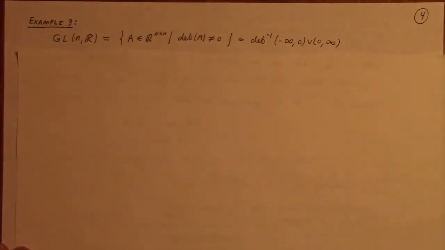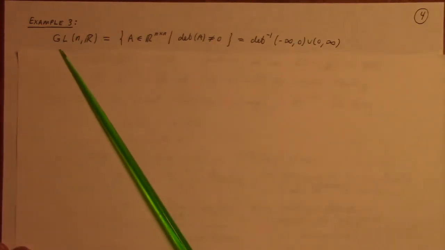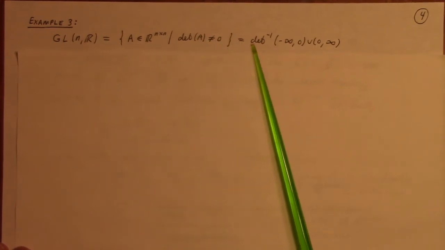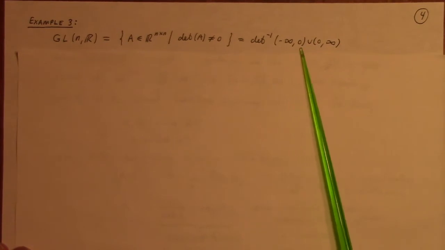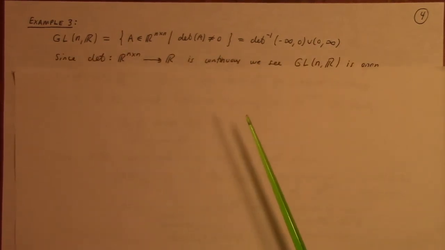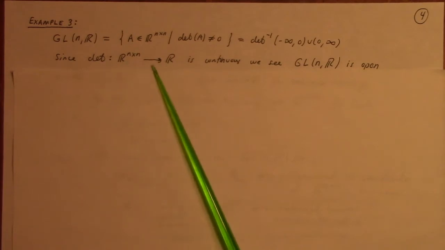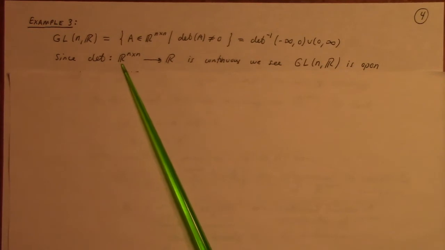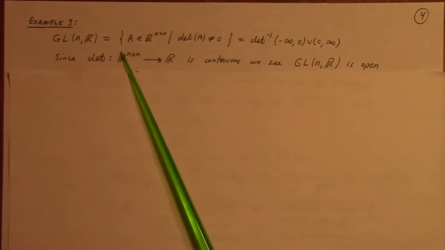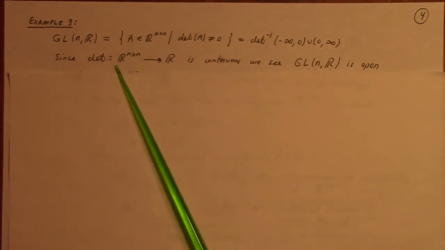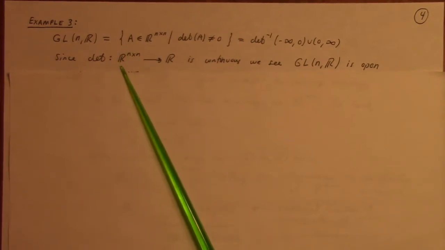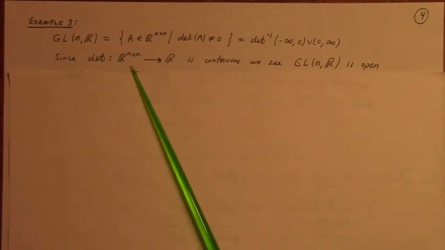Let's go on. So, example 3, the general linear group, GLNR, so this is invertible n by n matrices, it's the inverse image under the determinant of the real line with 0 deleted. And, of course, the determinant, as we've discussed before, is continuous, because it's a polynomial in the entries of A, which means essentially it's a polynomial in the variables on R^(n squared). If you look at R^(n cross n) as R^(n squared), it's polynomial in those Cartesian variables, and as such it's a continuous map.